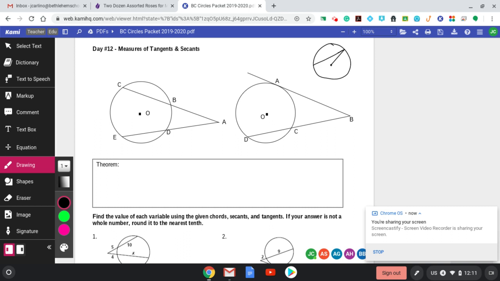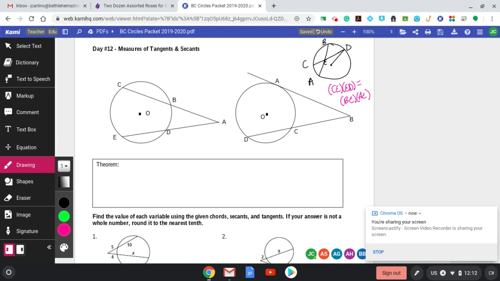If I have two chords that intersect, what we found out was the following: if you take the product of their parts, so CE times ED, it was equal to the product of the parts of the chord that also intersected it. So for instance, BE times AE. Okay, so hopefully we had that concept clear.